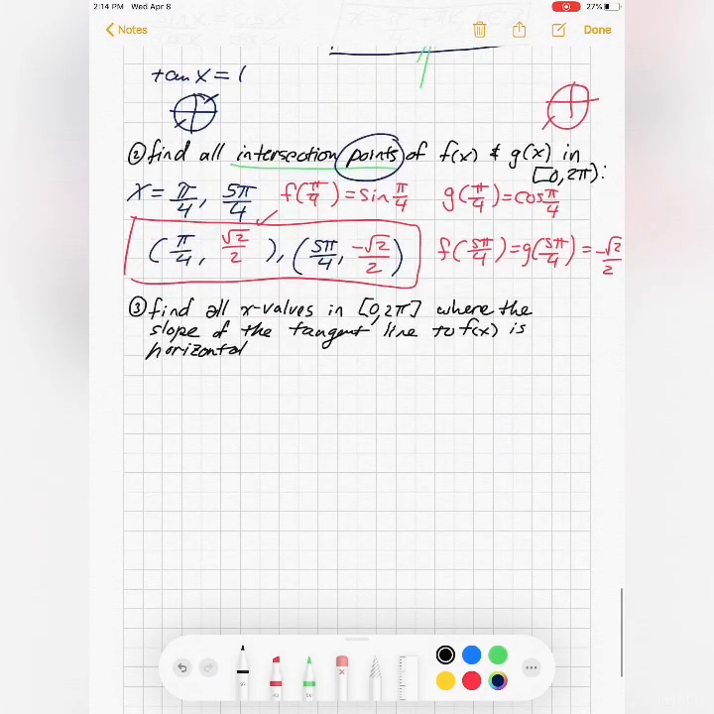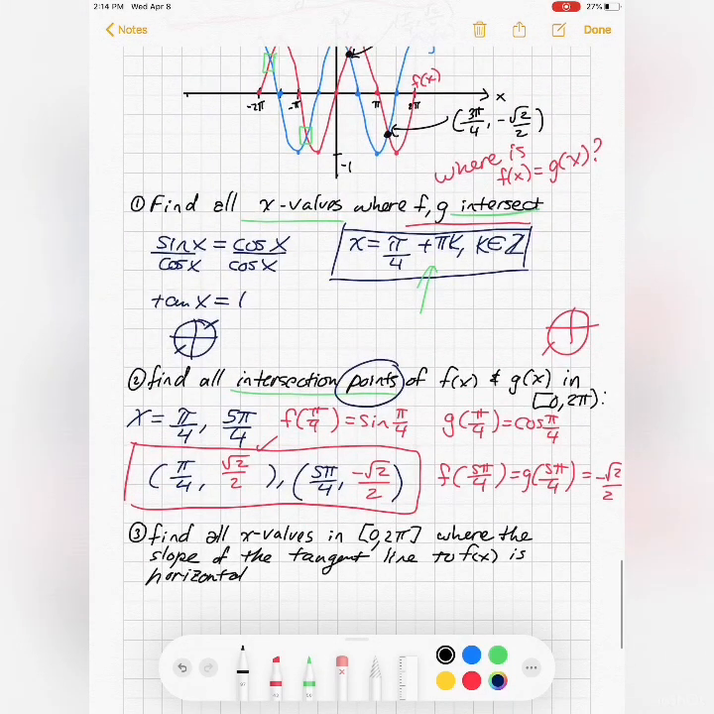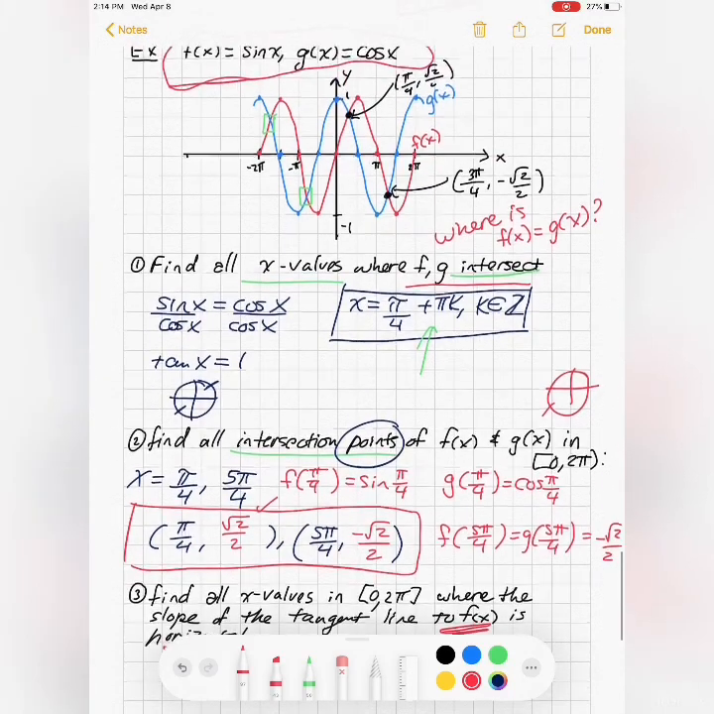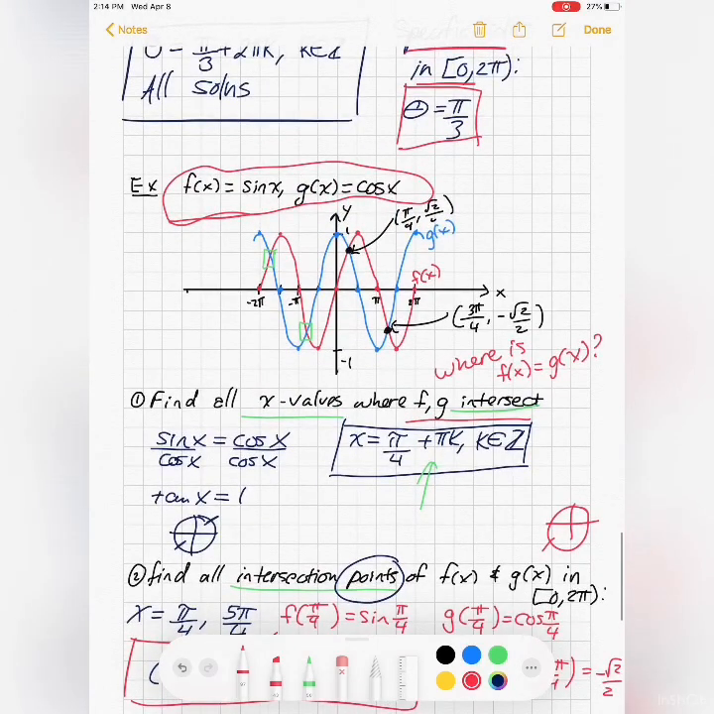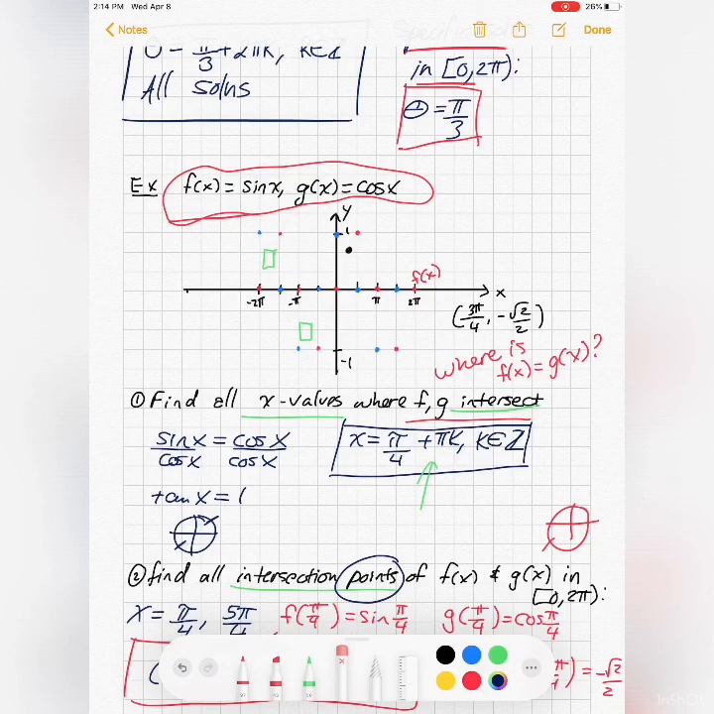And one more question. Find all x values in 0 to 2 pi where the slope of the tangent line to f of x is horizontal. Let me see, which one is f of x? F of x was sine of x. Okay, so I'm looking at the graphs. Should I clean this up a little bit? Let me get rid of g. Good enough. So looking at the f of x function, so the tangent line.